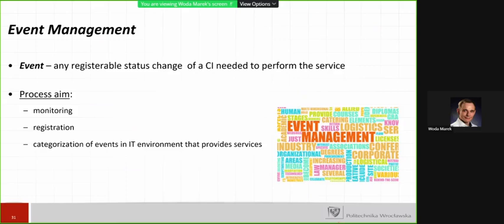So for example, we have some kind of degradation of, let's say, the throughput of the router, or maybe it is restarted on occasion, and any situation of that kind is considered an event. For that process, we should register any such situation, just to be able to address potential problems which come along with them. So this is event management.